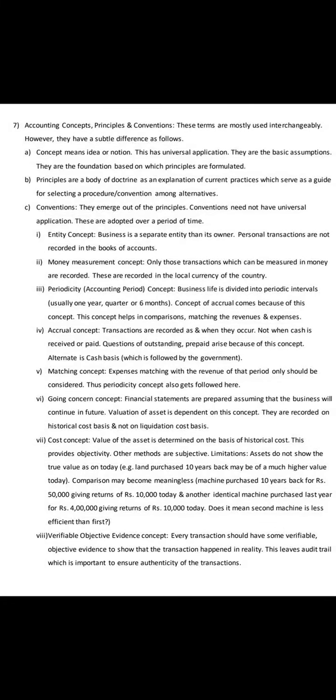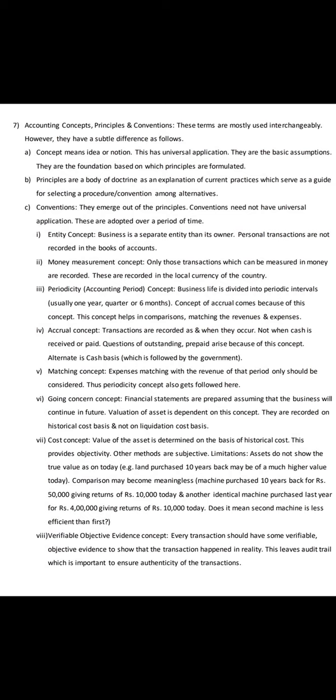Next is the main concept that might come in our exam, that is accounting concepts, principles and conventions. Concept means the idea or the notion. Principles become a guide for selecting a procedure or convention. Students, I am discussing conventions in more detail because sometimes questions come from this. First is the entity concept. Business is separate from its owner. Personal transactions are not recorded in the books of accounts.